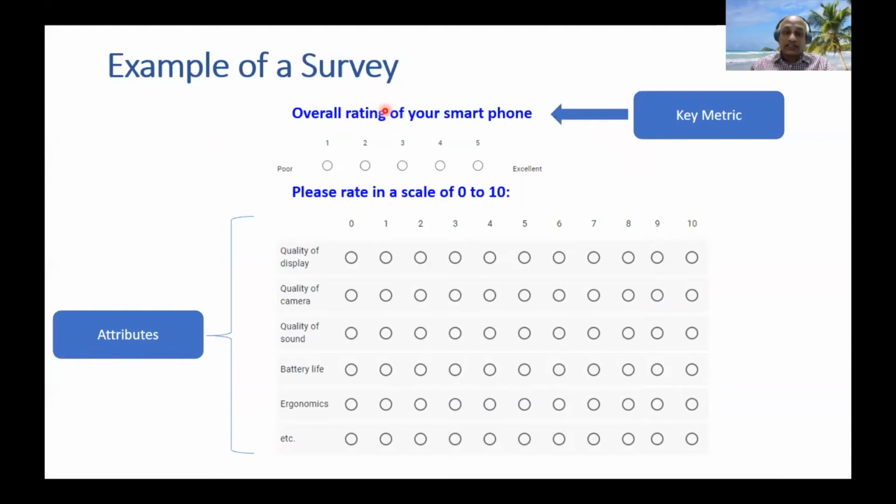Here is an easy to understand example from a survey of smartphone. So the attributes are about different features of smartphone like display quality, camera quality, quality of sound, battery life, ergonomics, and so on. These questions are called direct questions, or in short, DQs. Usually 5, 9, or 11-point hedonic scale is used.